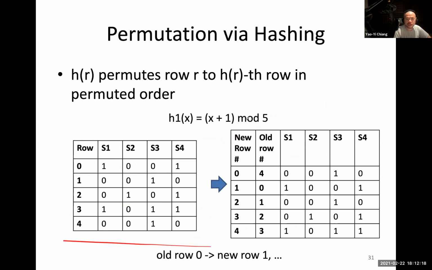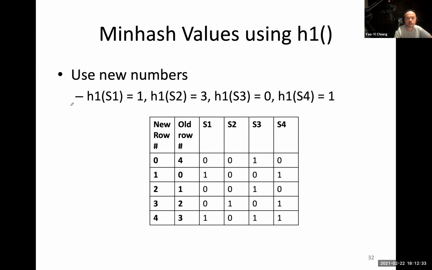Say this is your original table, you have your new row ID, you have your old row ID, and you have a hash function to help you generate this new one from the old one. You still do not touch the table. You can use your new numbers to generate the hash values or the min hash signatures. Let's verify it. So S1, if we look at S1, you scan from the top, 0, 1, so okay, it's 1. S2, we scan from the top, 0, 1, 2, 3, so it's 3, and so on.